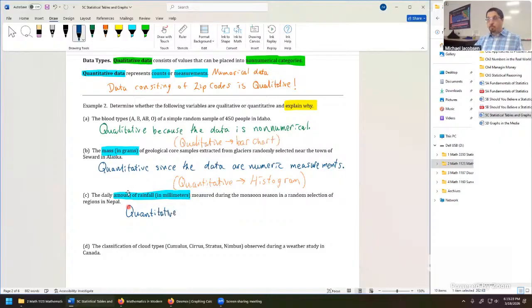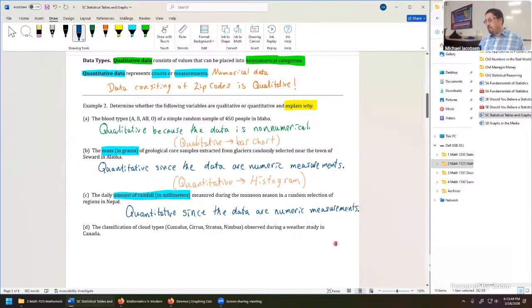We don't have counts on this one, but if counts came up, that would be our explanation. It's quantitative since the data, this feels redundant, but that's what it is in this case as well. Since the data are numeric measurements. Once again.